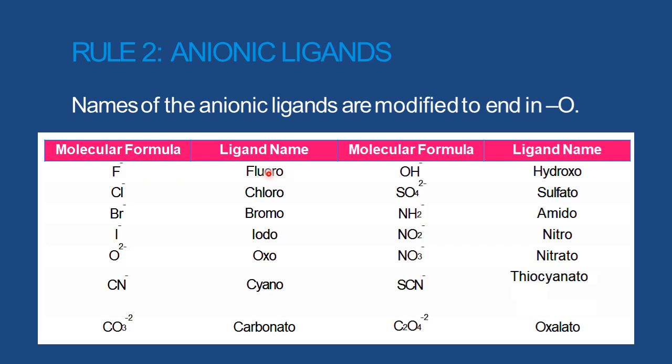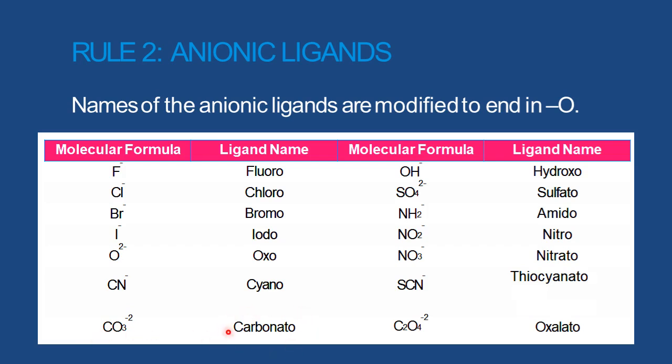Similarly for chloride ion, the name is going to be chloro. For bromide, bromo. For iodide ion, it is going to be iodo. For oxygen atom or oxide ion, it is going to be oxo. For cyanide ion, it is going to be cyano. And for carbonate ion, which is a bidentate ligand, it is going to be carbonato.